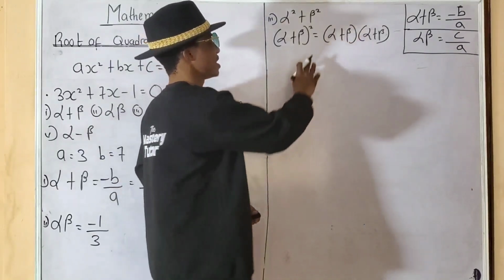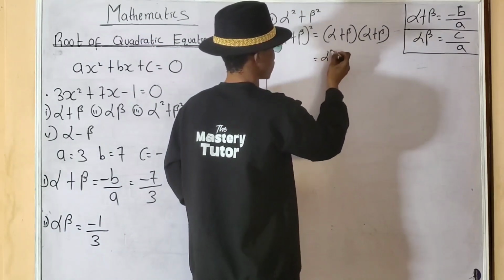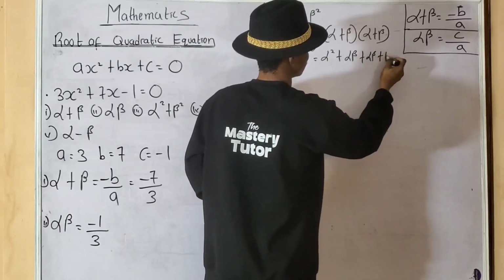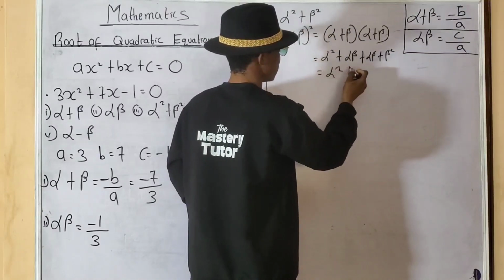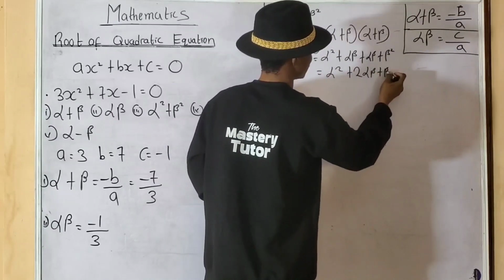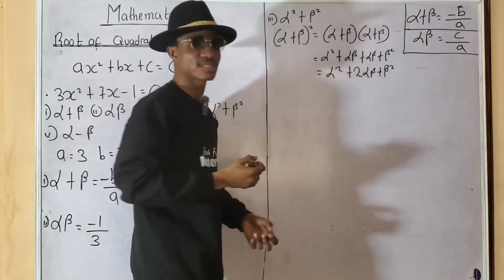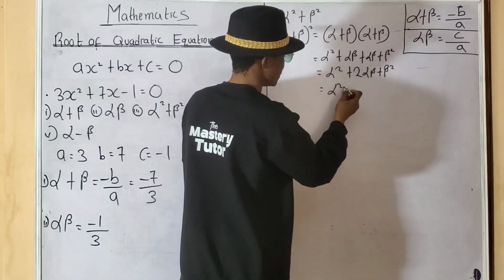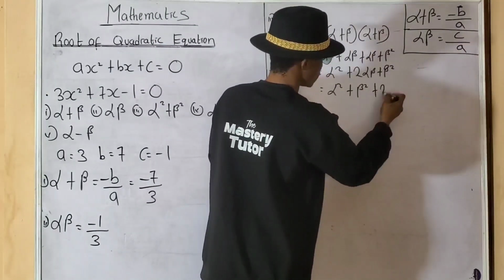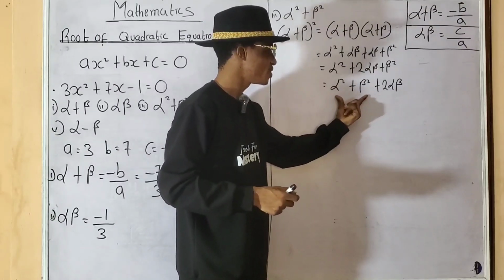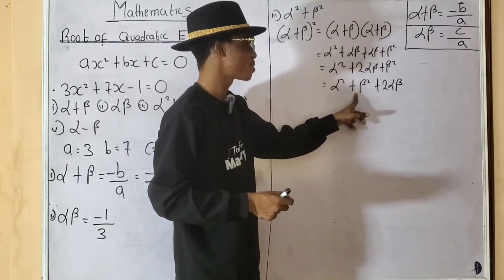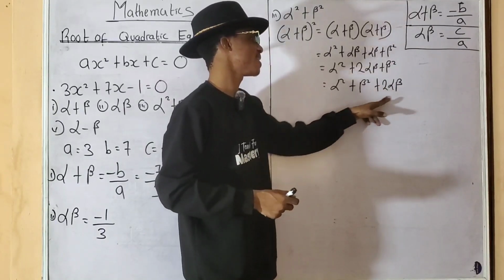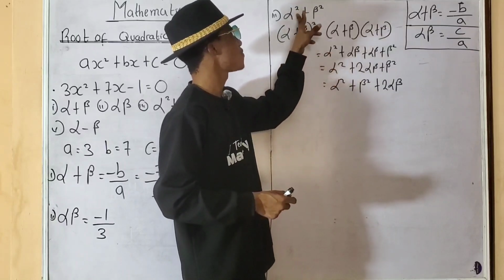So pay attention. Take the product of this and this. I'm going to have alpha squared plus alpha beta plus alpha beta plus beta squared, right? Alpha squared plus 2 alpha beta plus beta squared. Is that not it? Now, listen to me carefully. I can rewrite this as alpha squared plus beta squared plus 2 alpha beta. When you get to this point, you will discover that we have alpha squared plus beta squared plus 2 alpha beta. If I subtract 2 alpha beta from this expression, I'm going to have alpha squared plus beta squared alone.